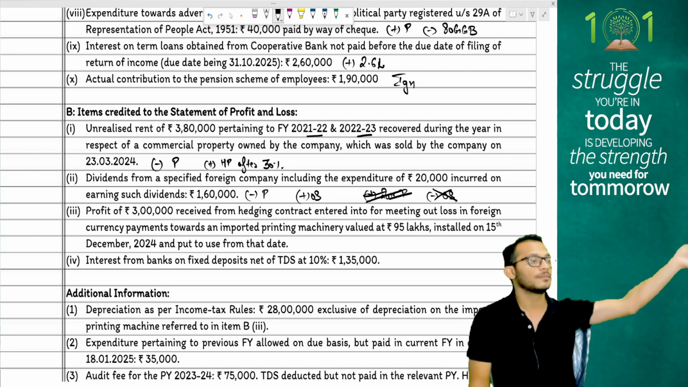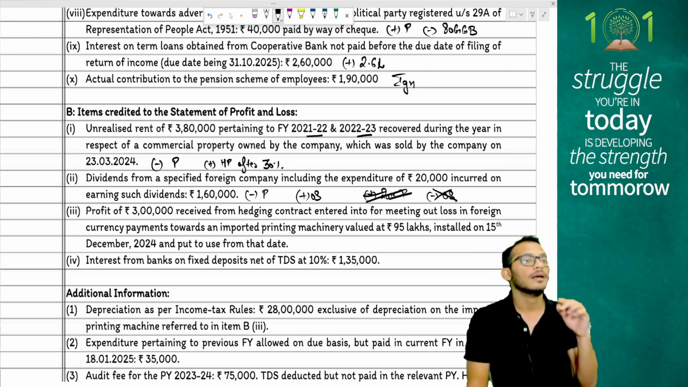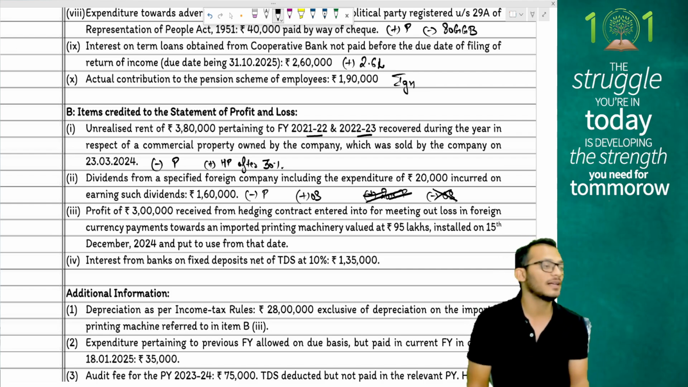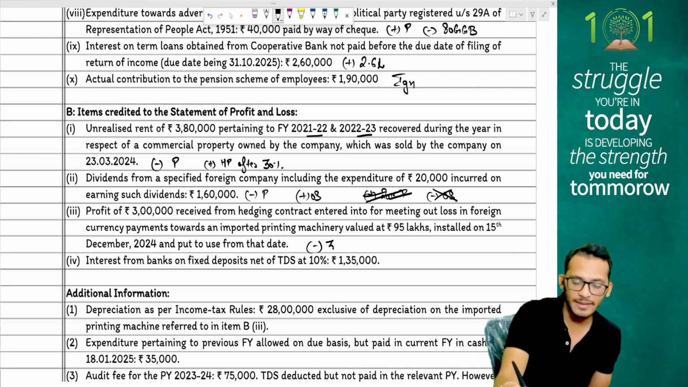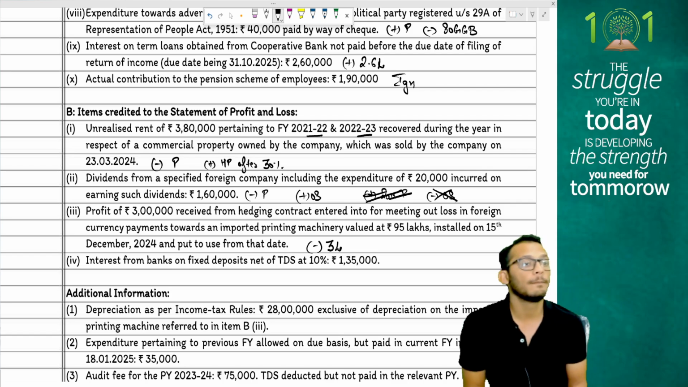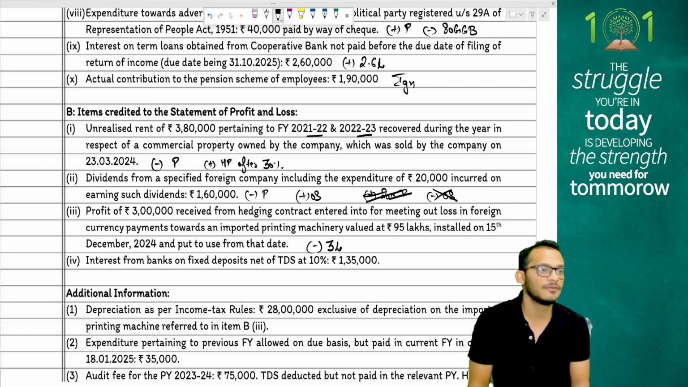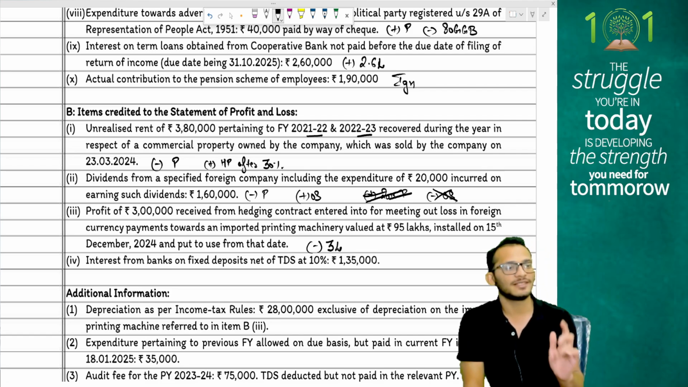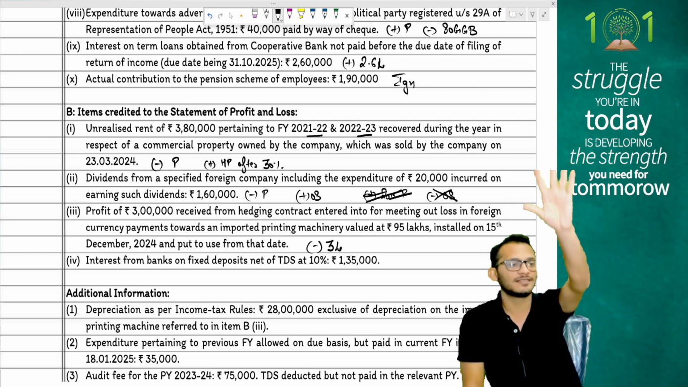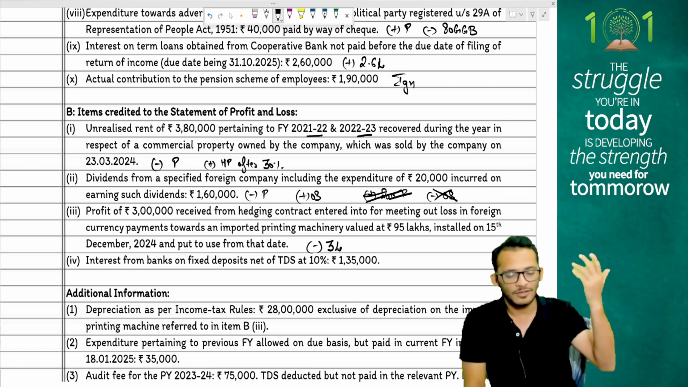This is a profit, which means it should have been reduced from the cost, but it has been booked in the P&L. So I am minusing it from the PGBP. I will have to take it to depreciation schedule. But 99% of the cases in this question, they would have said depreciation as per income tax is this number, which means it's already adjusted off.